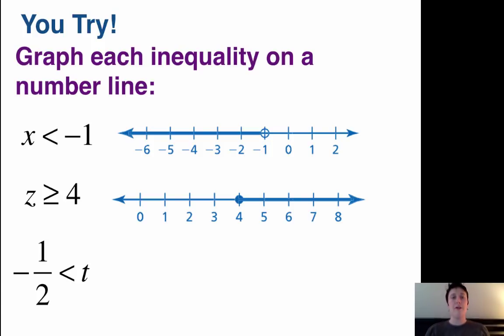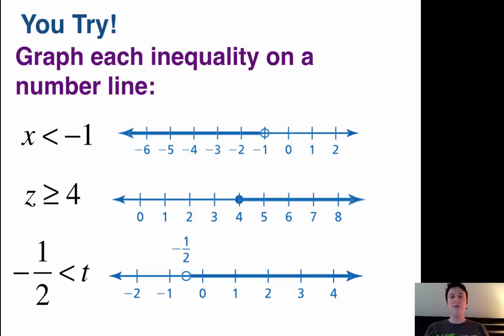Everything greater than 4. And then the last one's kind of tricky because it's negative 1/2 is less than t. So when you test your points, here's negative 1/2. T is going to be anything on the greater than on the right-hand side, but there's going to be an empty hole. So you should have shaded to the right and have an empty hole. And those are your 3 number lines.